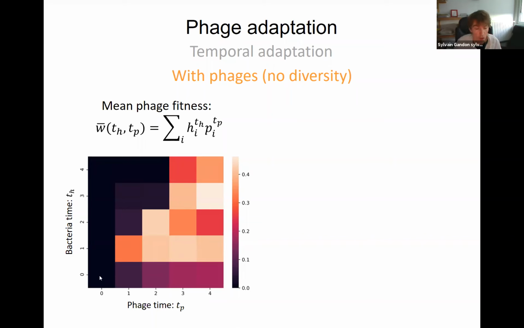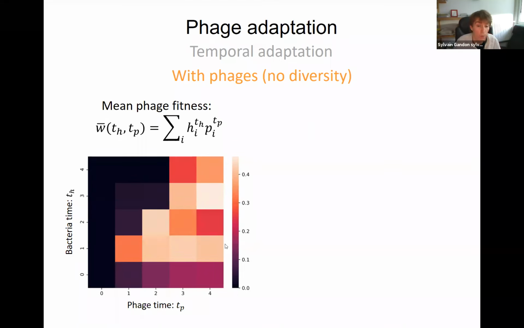So here you have the phage population that is adapting through time. And here in this part of the matrix, you have phage from the future. And you see that they are well adapted to the bacteria from the past because they are below this diagonal. And in this upper part of the matrix, those are bacteria from the future that are fully resistant to phage from the past.